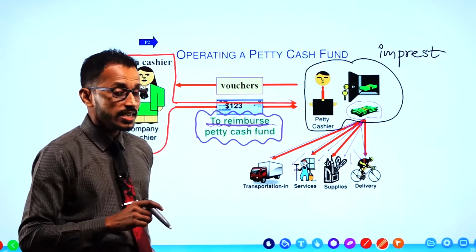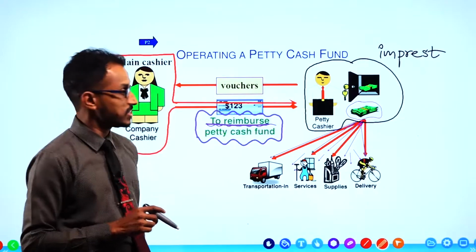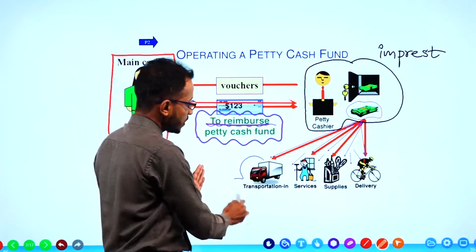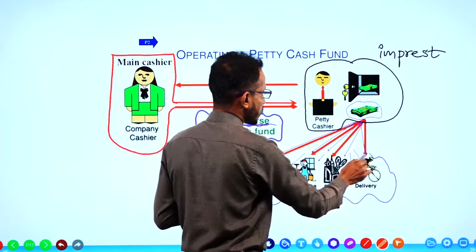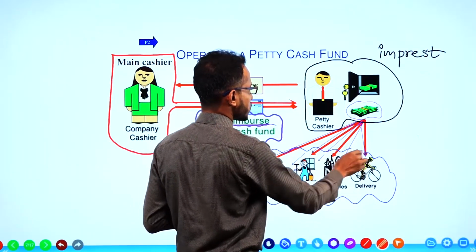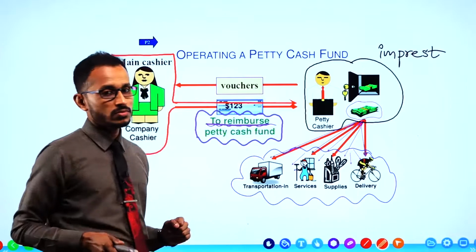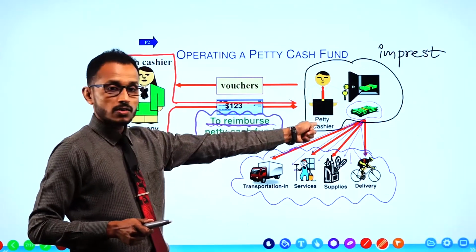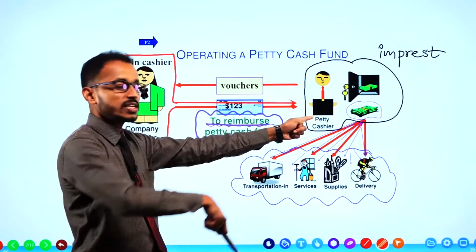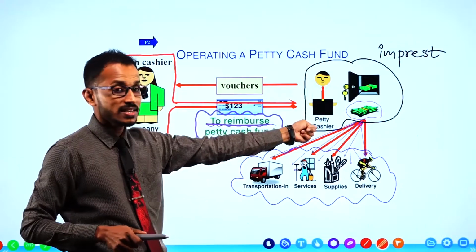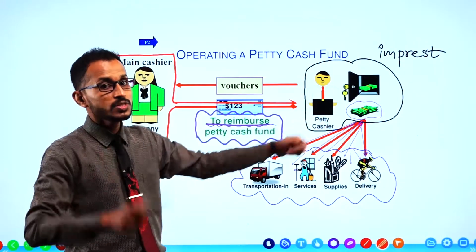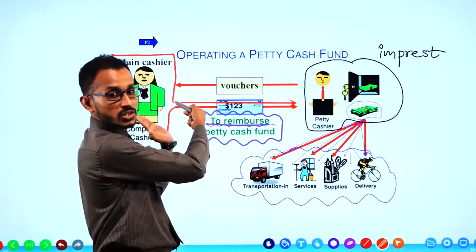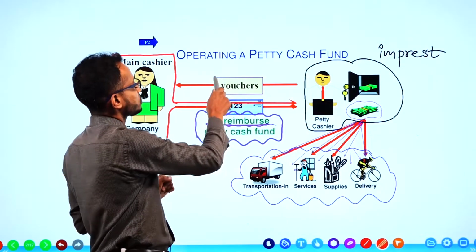In order to reimburse the money which is spent, all these expenses must be shown, for which expenses the petty cashier spent his money. That must be shown by the petty cashier to the main cashier with vouchers.